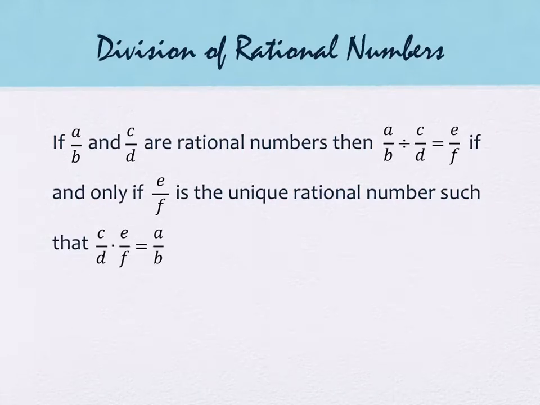So, if A over B and C over D are rational numbers, and we divide them, and the answer is E over F, then that will only work if E over F is the unique rational number that would have multiplied by C over D to give you A over B.